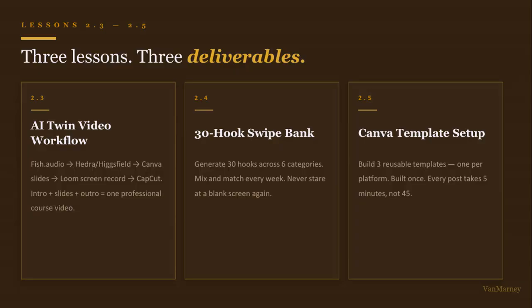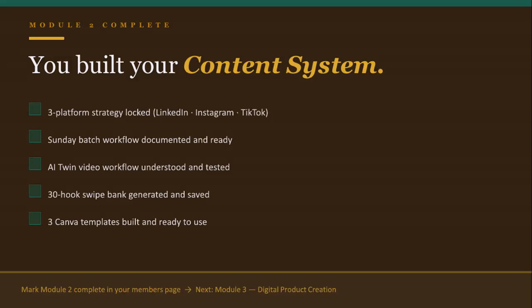On page 7, the slide visually groups these into 3 columns and emphasizes the outcome clearly: 1 video workflow, 1 swipe bank, and 1 set of reusable templates. Once you complete this module, your content system is officially built. You will have a clear strategy for each platform, a batching workflow that supports your week, an AI twin video process you can repeat, a swipe bank of hooks to keep ideas flowing, and reusable templates that save time every time you create. That means you're no longer relying on motivation or guessing what to post. You now have a content system designed to support consistency, growth, and momentum.